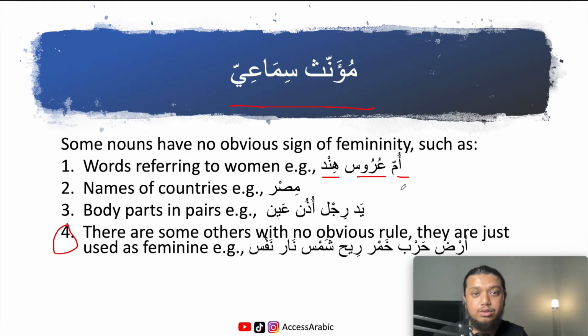Rih means wind. Shams is the sun. Nar is fire. And nafs is your inner self or your soul. These words, despite having no obvious sign of femininity, have been used as feminine words for thousands of years. Therefore, who are we to change that?